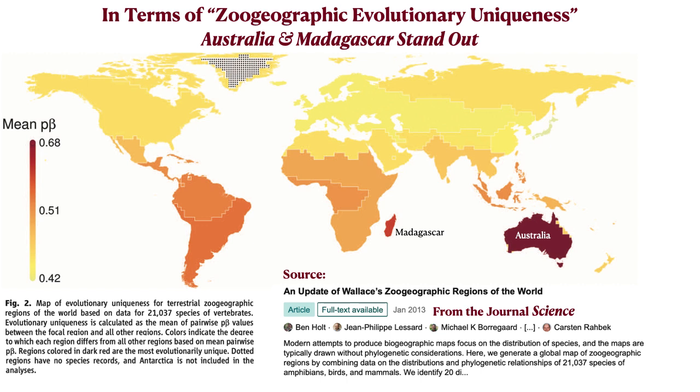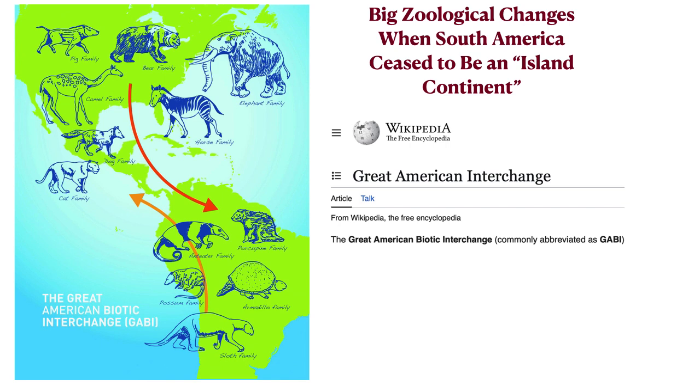And then you can see some uniqueness in South America, which had been an island continent, and not much for Eurasia and North America. As I said before, when North and South America did link together, when South America ceased to be an island continent, there was this great American interchange of northern groups going south and southern ones going north. So, for example, there's the porcupine group of the rodent family, which is of South American origin. We had armadillos, sloths.